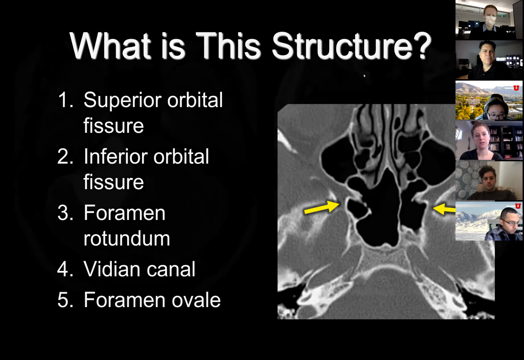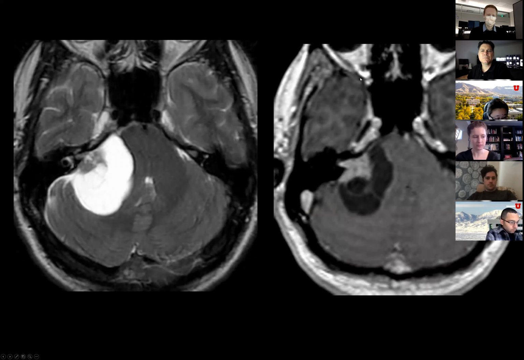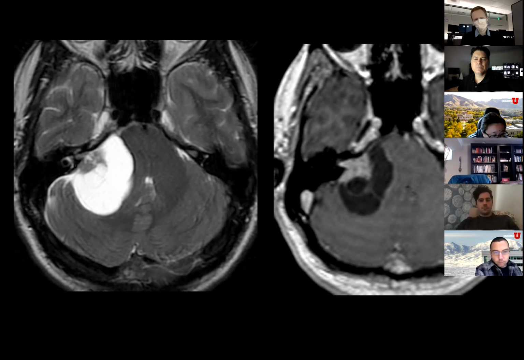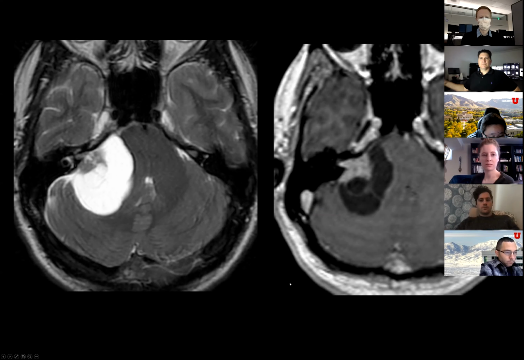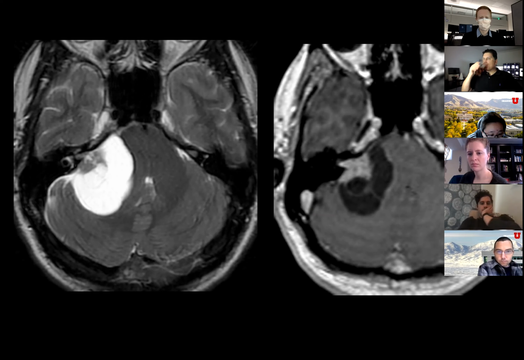Next, Grace. All right, so we have an axial T2 and an axial T1 weighted MRI, and we can see a cystic and solid lesion at the cerebellopontine angle with multiple fine septations. It looks like it's extending into the IAC, and so I think differential considerations would include a cystic schwannoma.